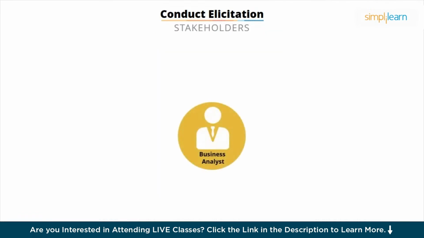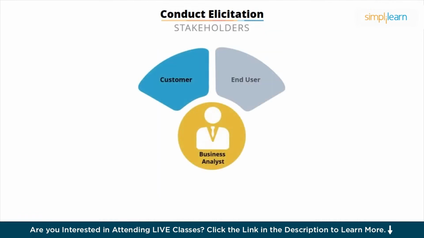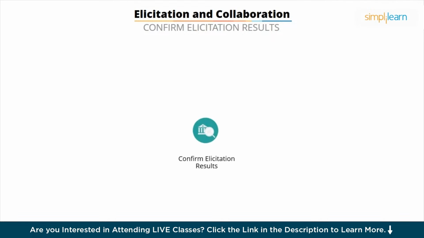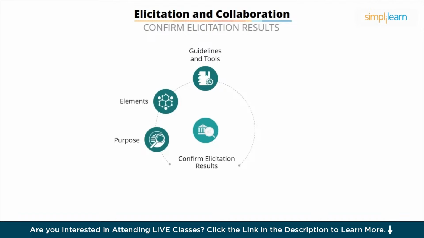The business analyst may involve the customer, the end user, the domain SMEs, the implementation SMEs, the sponsor, and any stakeholder in this task to understand and elicit business information. This topic will focus on the purpose of the Confirm Elicitation Results task, the elements of the task, the guidelines to be followed and the tools to be used, the list of available techniques, and lastly, the stakeholders.